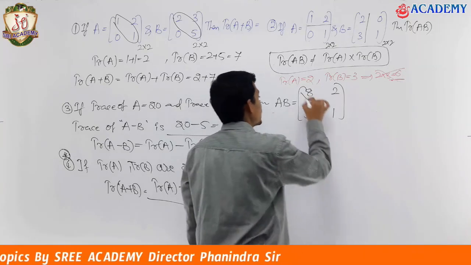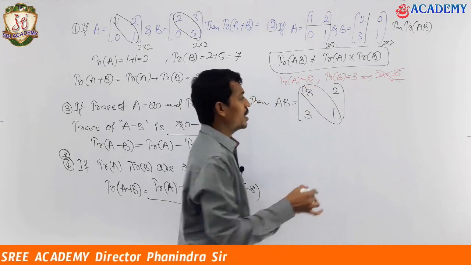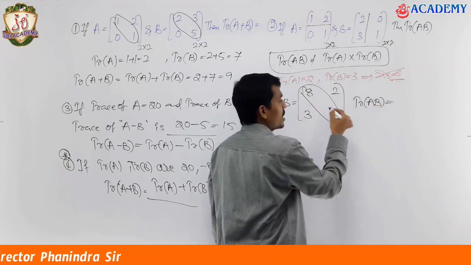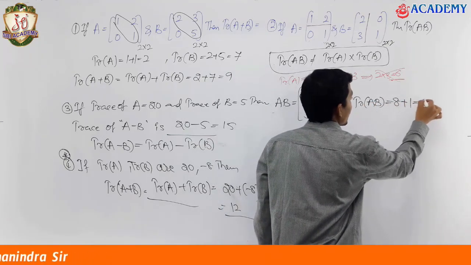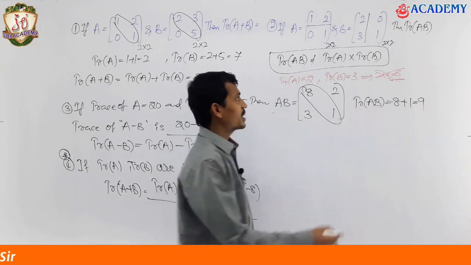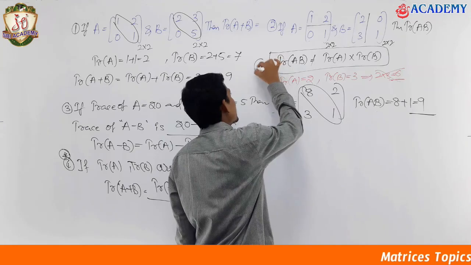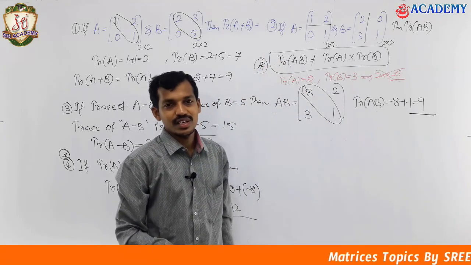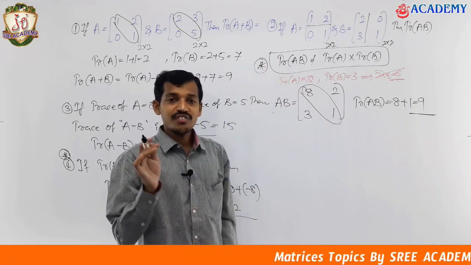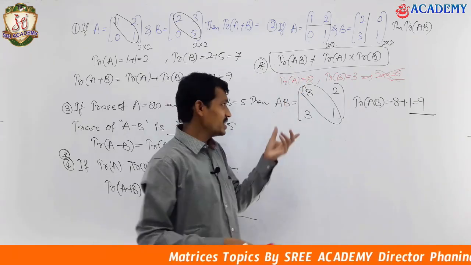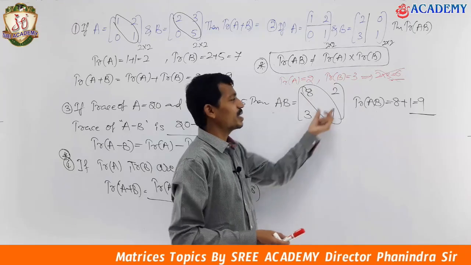Now you have to take the principal diagonal elements. Here, trace of AB equals 8 plus 1, which is nothing but 9. Here trace of AB equals 9. You have to remember that trace of AB is always not equal to trace of A into trace of B. If we are finding trace of AB, they will compulsorily give A and B. To find it, there is no need of writing the AB matrix also.